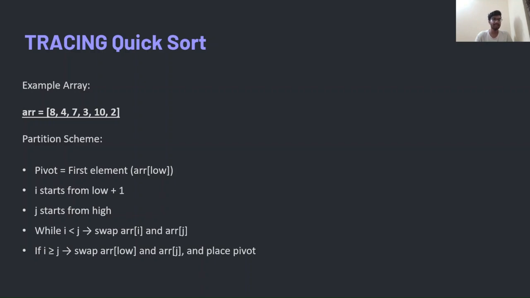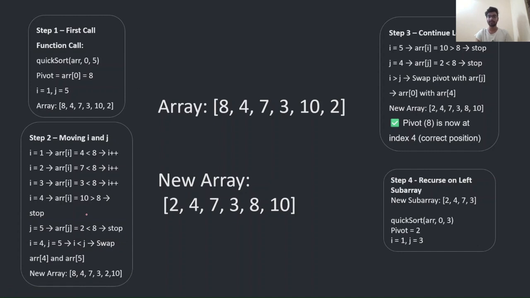And if index i is less than j, we swap the array at the ith index and the array at the jth index. And if i is greater than j, we swap the pivot. I will further continue the swapping.